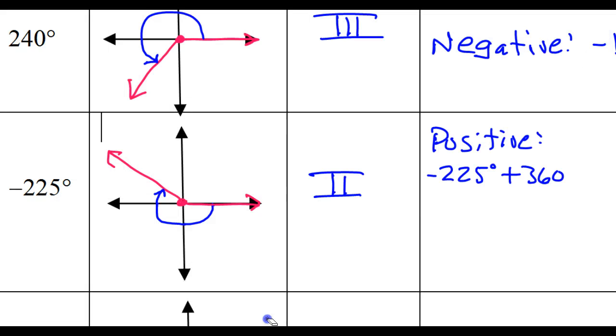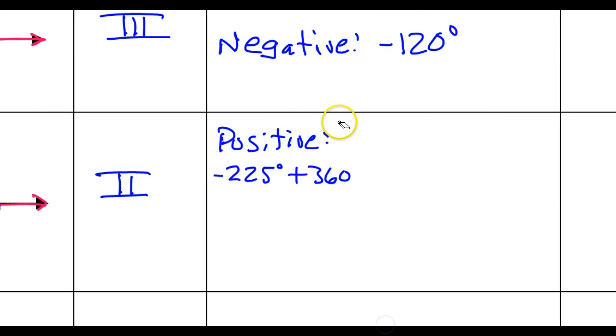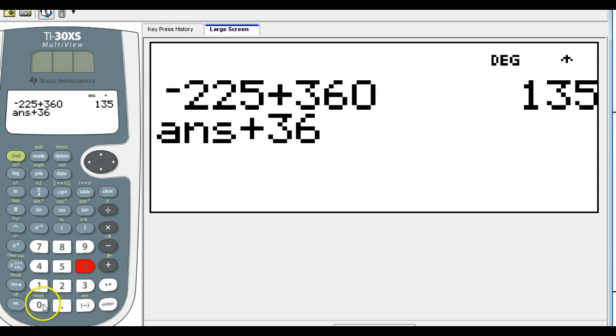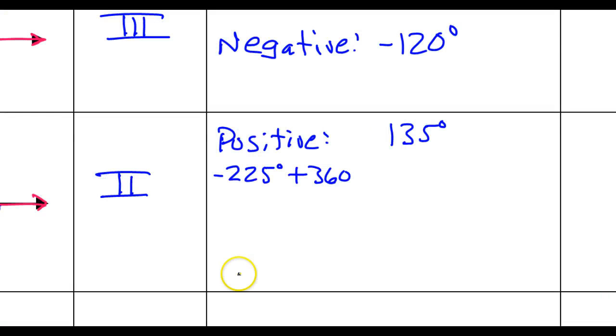Okay, so 135 degrees would be one example. Now you could do any multiple of that. If I added 360 again, that would give me another coterminal angle. And I could do that over and over again. I could do this all day, people. But let's get a negative coterminal angle.